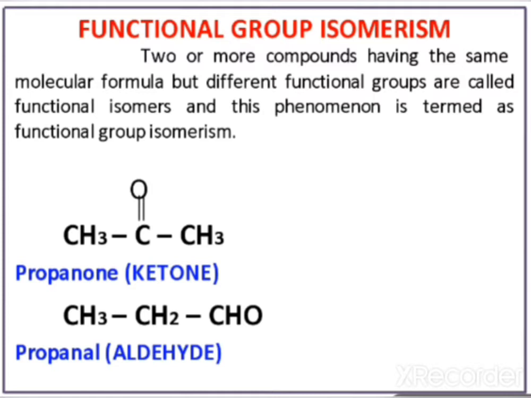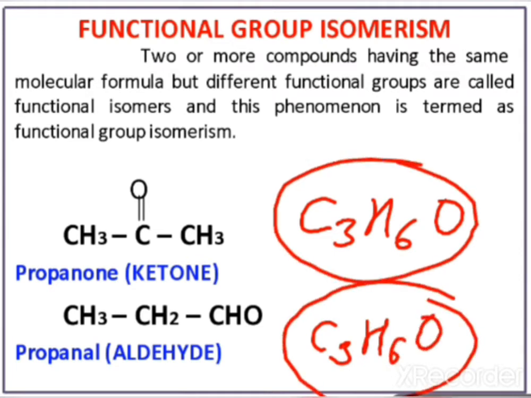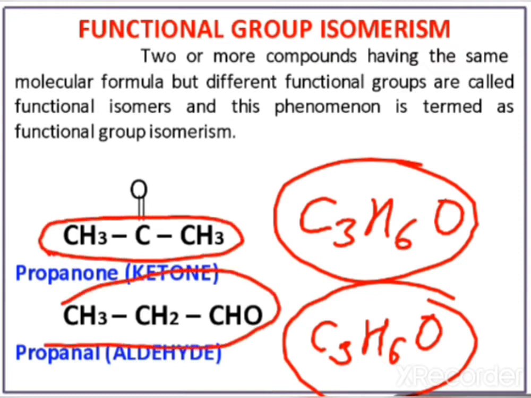So now see, here ketone is the functional group, with C3H6O. Here also C3H6O. So the molecular formula is the same, but the carbon skeleton, all 3 carbons, is in a straight manner. There is no change in position of the functional group because there is no 2-one, 3-one and so on. So the difference is in functional group. One is ketone and the second is aldehyde. So this type of isomerism is functional group isomerism.